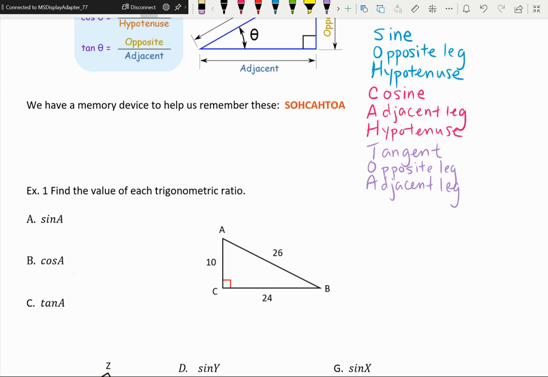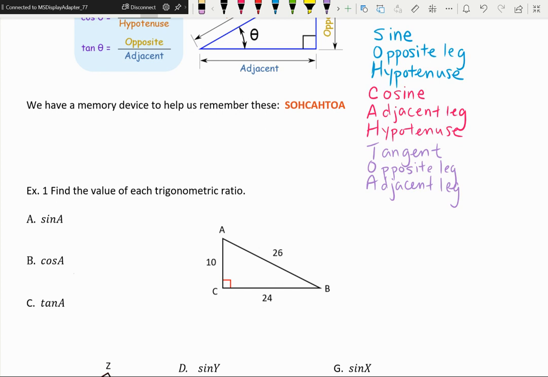Example 1, find the value of each trigonometric ratio. I like saying that word, trigonometric. It rolls off the tongue nice. Trig is short for trigonometric. I have not always been in this classroom, but I've been here for a long time. Over a decade.